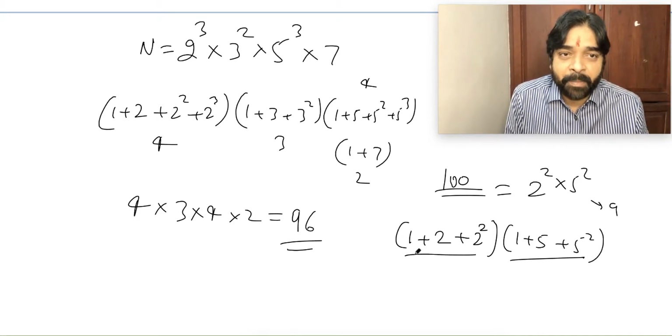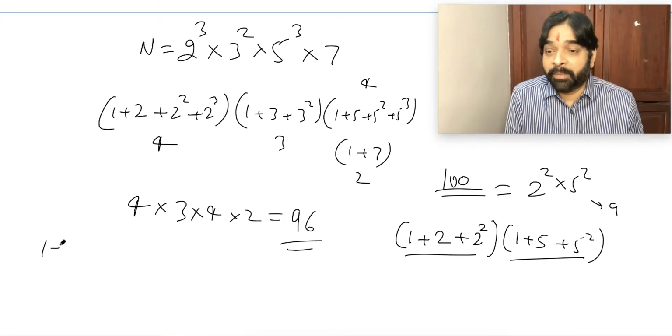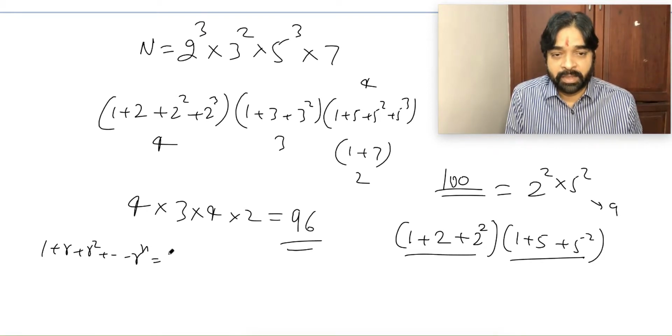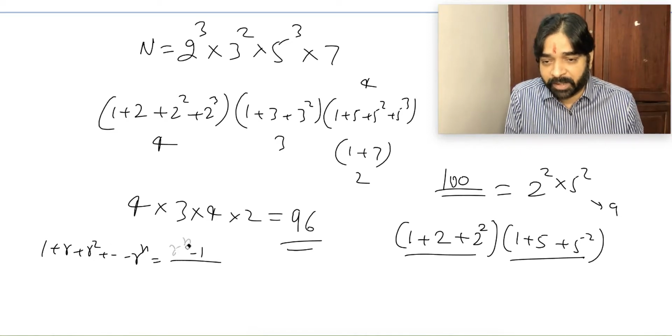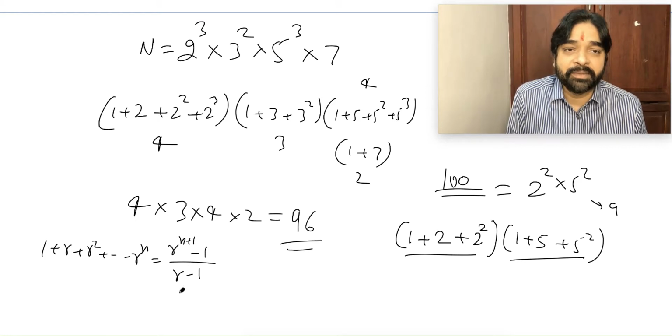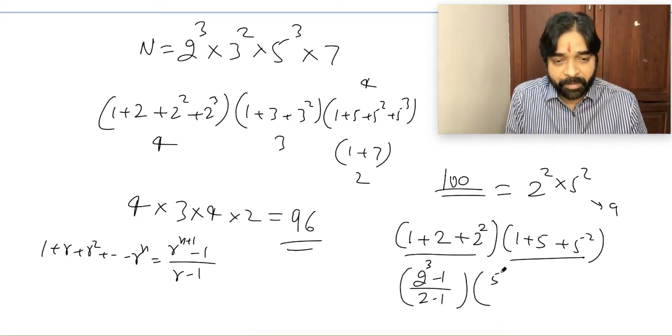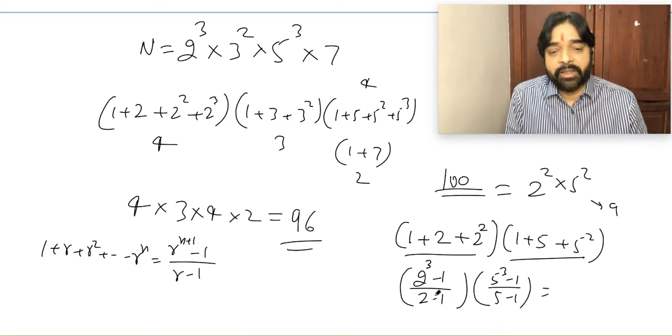Can I say this is a GP? 1 plus r plus r square and so on up to r power n equals what? The number of terms becomes n plus 1. So it is r power n plus 1 minus 1 by r minus 1. I hope all of you agree with this. So this value will become 2 power 3 minus 1 by 2 minus 1, into this value, which will become 5 power 3 minus 1 by 5 minus 1. That way the calculation will be easy.